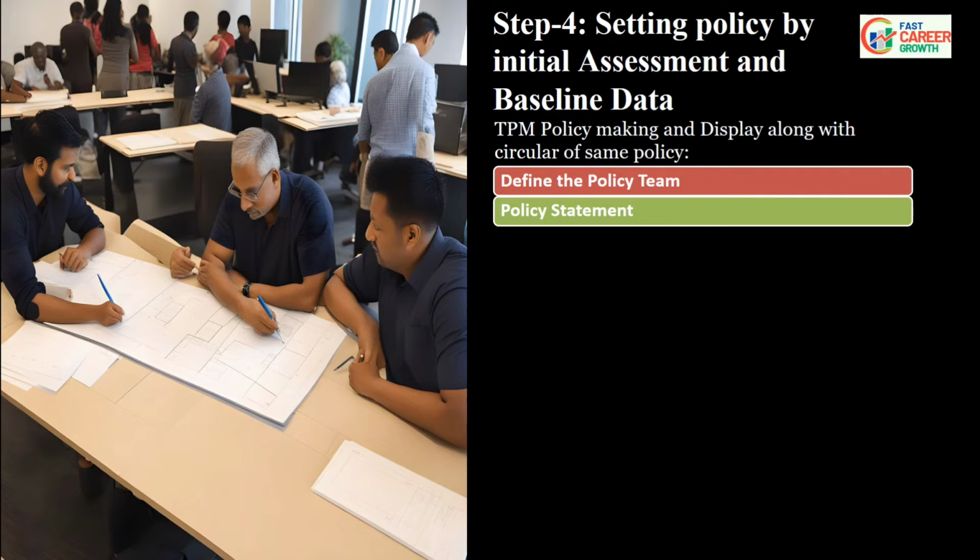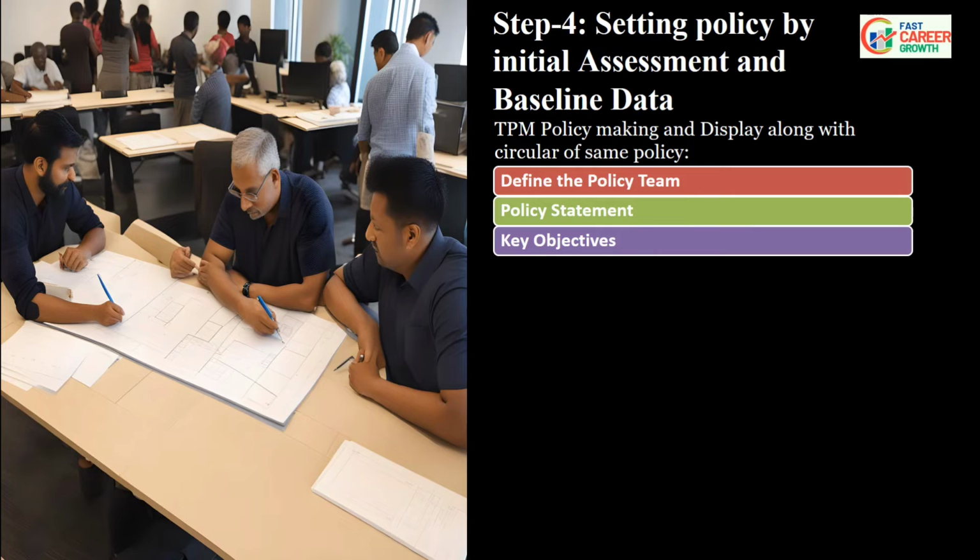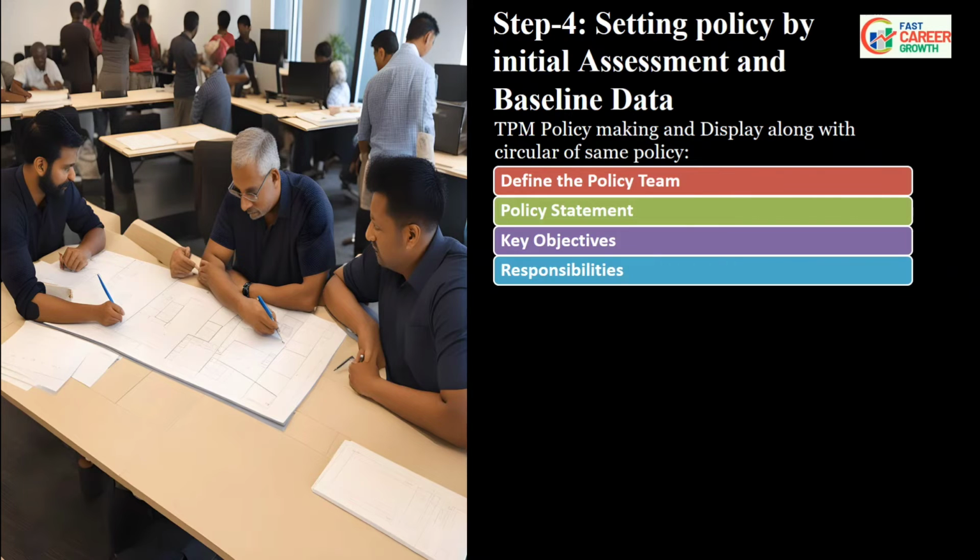Key objectives. Specify the key objectives of the TPM policy. These may include reducing equipment downtime, improving overall equipment effectiveness, OEE, enhancing product quality, and reducing maintenance costs. Responsibilities. Clearly define the roles and responsibilities of various departments and personnel in implementing and maintaining TPM practices. This should include the expectations for maintenance teams, operators, and management.